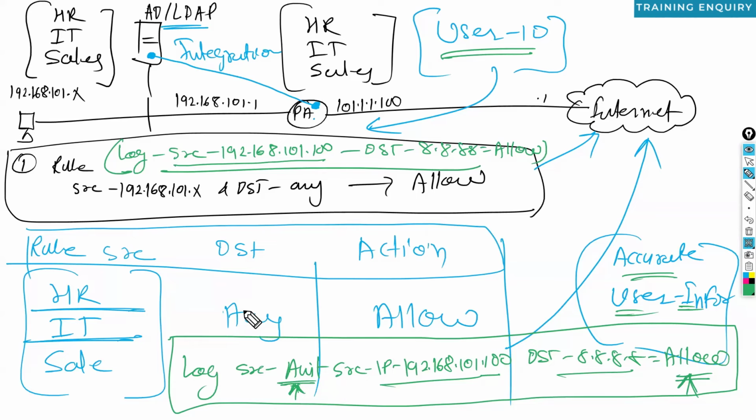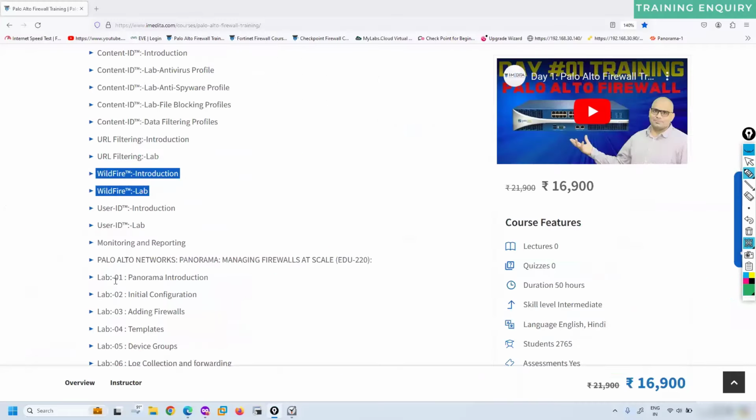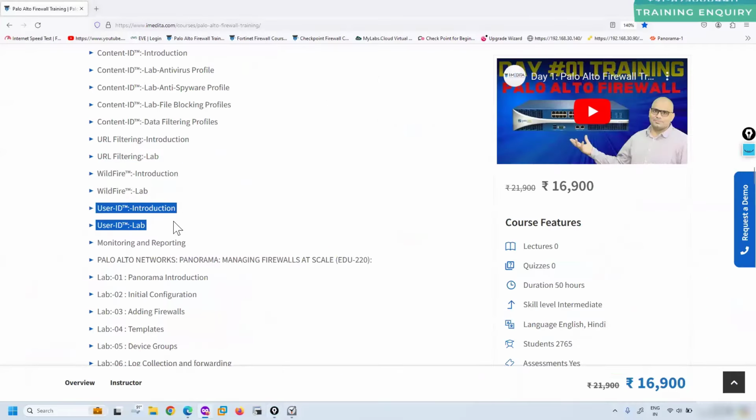AD is a product of Microsoft, but LDAP is an open standard protocol which is used by Active Directory. Okay. Now this will be your User ID.